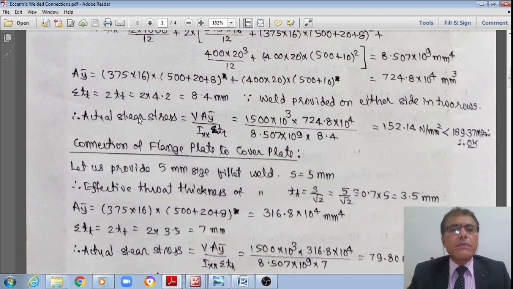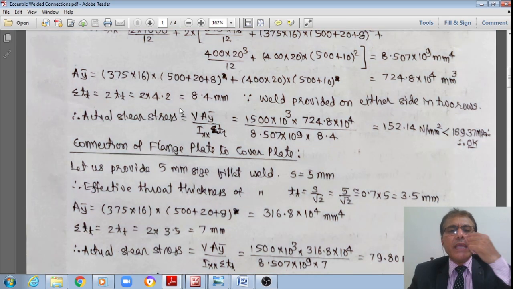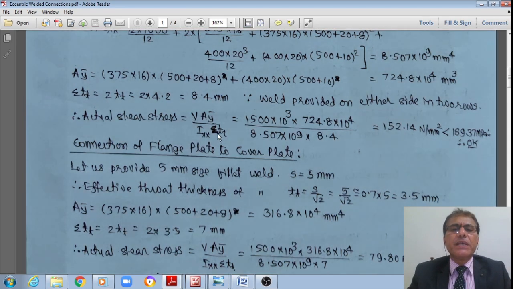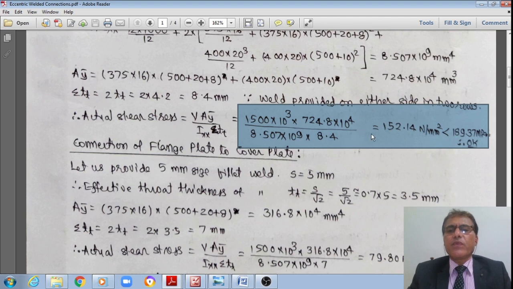And now the actual shear stress in the weld, we know that formula, VAȲ by IB, whereas here B is equal to summation of sigma tt. Substituting, we get 1500 × 10^3 Newton, and AȲ, first moment of area, 724.8 × 10^4, divided by Ixx, just now calculated as 8.5 × 10^9, and sigma tt is equal to 8.4. Now it works out to 152.14 Newton per mm square as the actual shear stress, whereas we can permit up to 189.37. Therefore, actual shear stress is less than permissible shear stress.